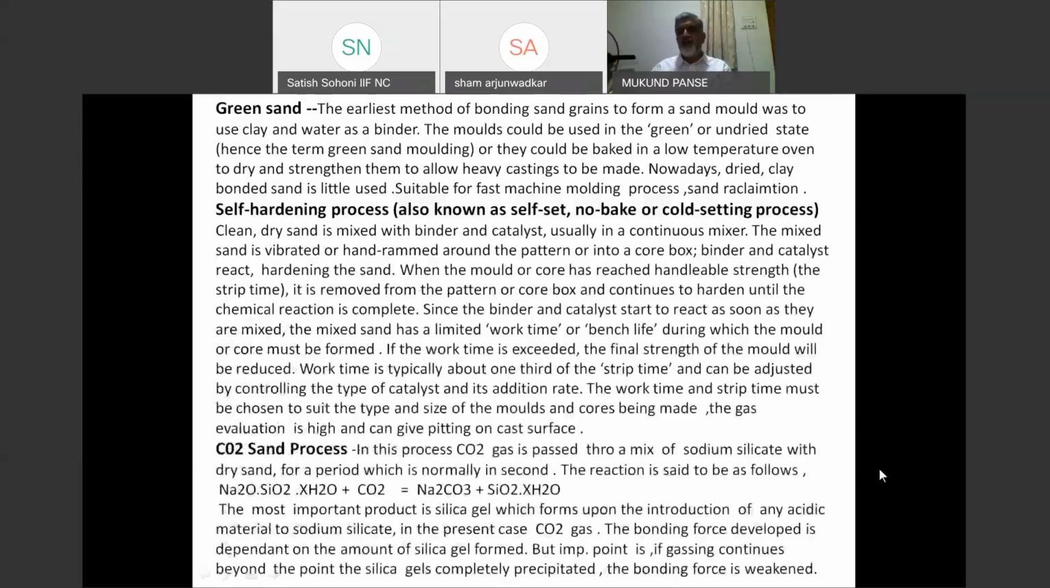So what are the different sand mixes we use? Green sand. This is the basic, age-old technique where bentonite clay is mixed with the sand with some water.